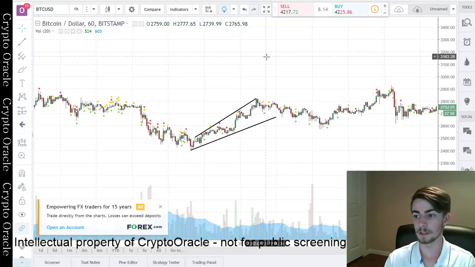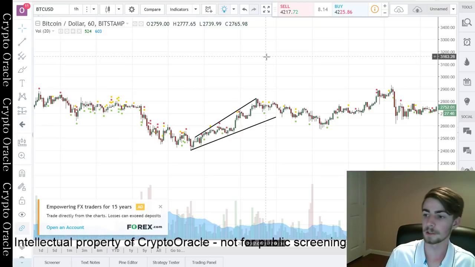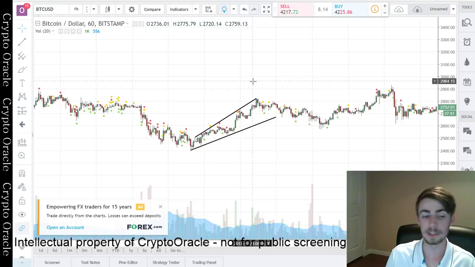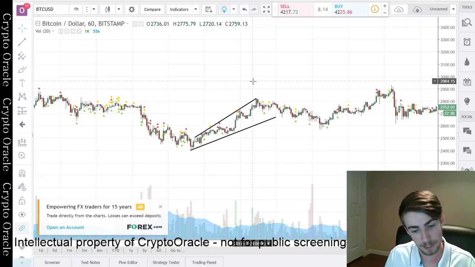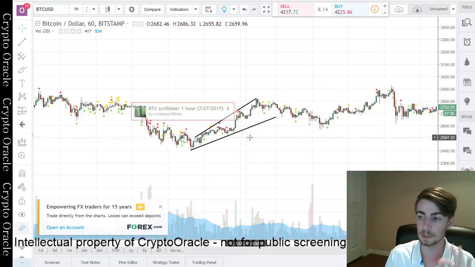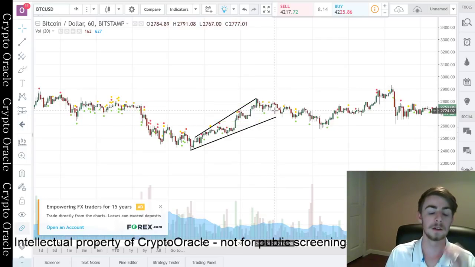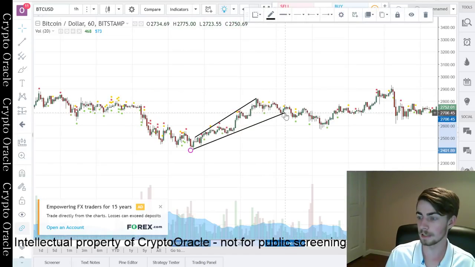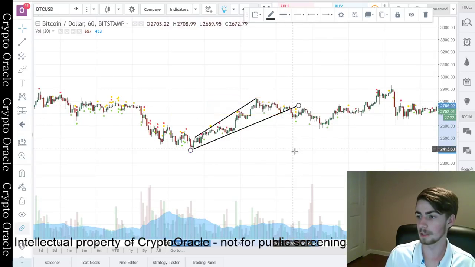Obviously, this isn't going to be 100% accurate, but no TA is going to be 100% accurate. However, this is one of the most accurate indicators out there. If a coin is acting in a trend, it will most likely continue to act in that trend until it leaves the trend lines. And we saw that here too. We saw it leave the trend line exactly right about here whenever it broke underneath here.